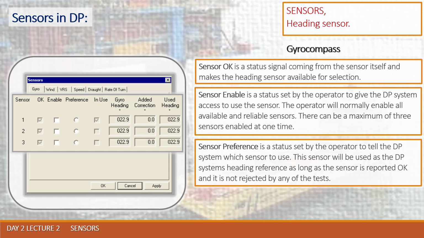The operator should set preference on the most reliable sensor. That's the main idea. So you should have enough practical experience and professional judgment to select the right sensor with the preference method for the operation in progress or for the expected operation. Remember that, guys, please.